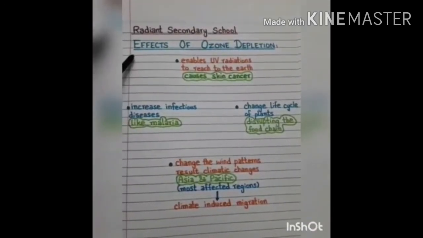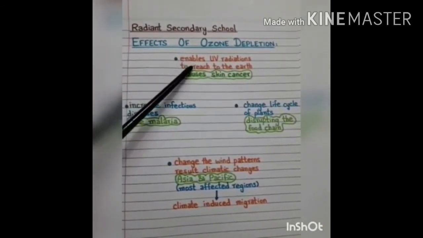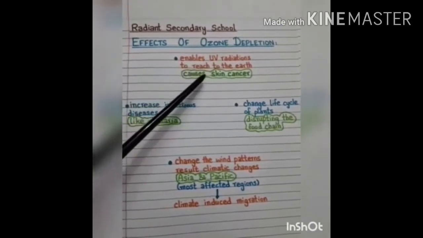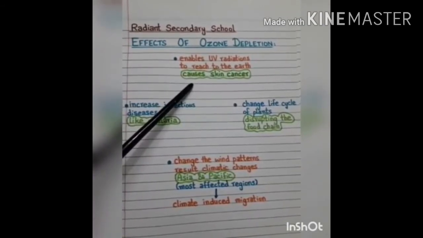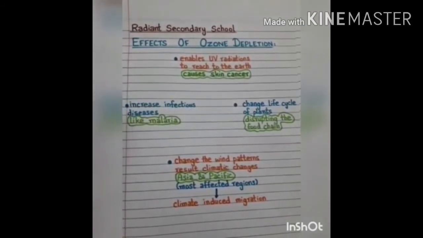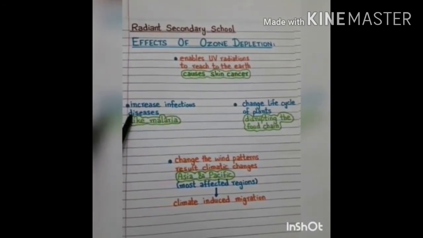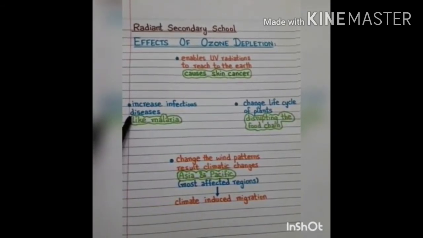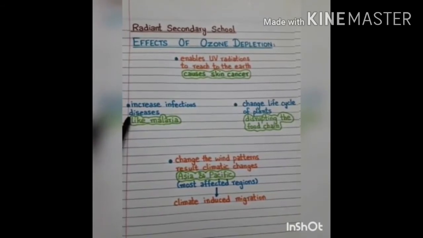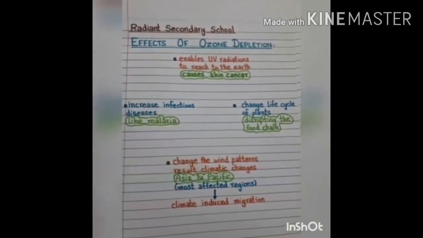Here are some effects of ozone depletion. Depletion of ozone layer enables UV radiations to reach the earth, which may cause skin cancer to human beings and to other animals. Secondly, decreased amount of ozone layer increases infectious diseases. Infectious diseases are fungal, bacterial or viral infections that can spread directly or indirectly from one individual to the other, like malaria, hepatitis, dengue, etc.